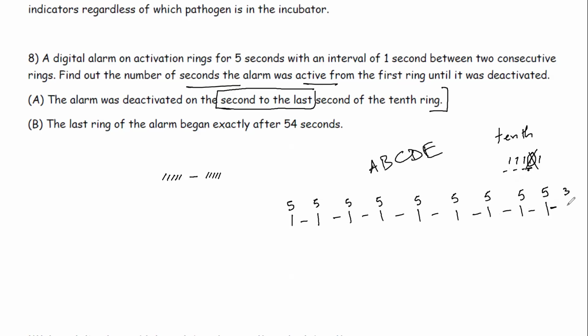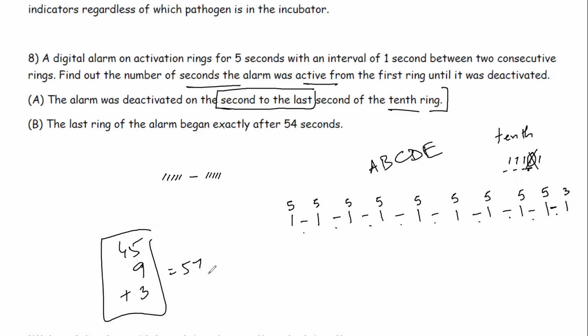All right. You got it. For the 10th one, you'll include it because it says 10th ring, right? So now 5 nines are 45. And then you have 1, 2, 3, 4, 5, 6, 7, 8, and 9 plus the 3. So we have 57 seconds out here. The number of seconds the alarm was active was 57 seconds. Correct? Makes sense? All right. So basically A answers, B, C, and E is out.